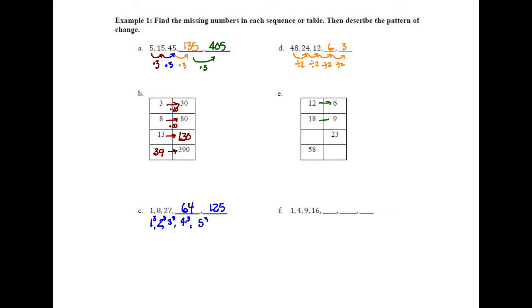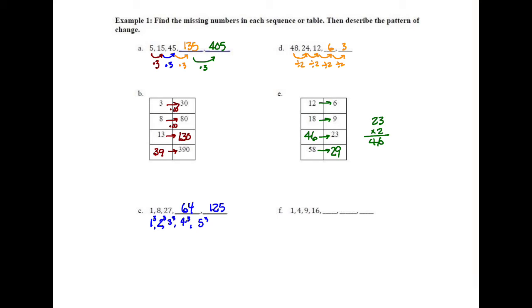Next one. Working our way across, looks like we're getting smaller, right? And it looks like they've cut them in half, because half of 12 is 6 and half of 18 is 9. So I'm going to skip down and do this one first. Half of 58 is 29. Now what number did we cut in half to get 23? Working it backwards, you can see that 6 times 2 is 12. 9 times 2 is 18. So we're going to do 23 times 2. So 23 times 2 is 46.